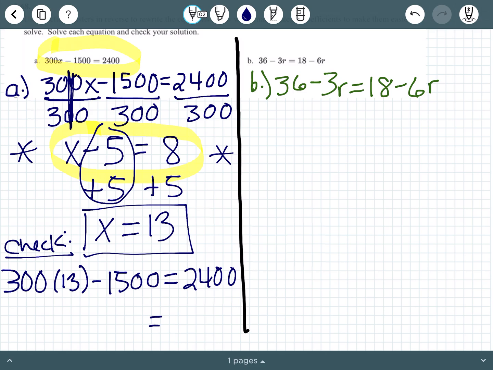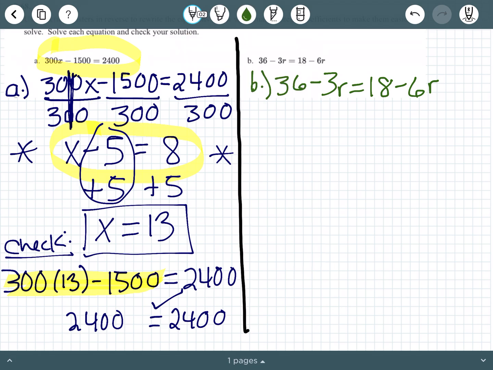All you need to do is plug this into a calculator, or you can work it out on paper. Now, if you plug it into a calculator or work it out on paper, you should get 2,400, and that would tell us that we were correct and that our solution of x equals 13 is good. All right, on to the next problem then.